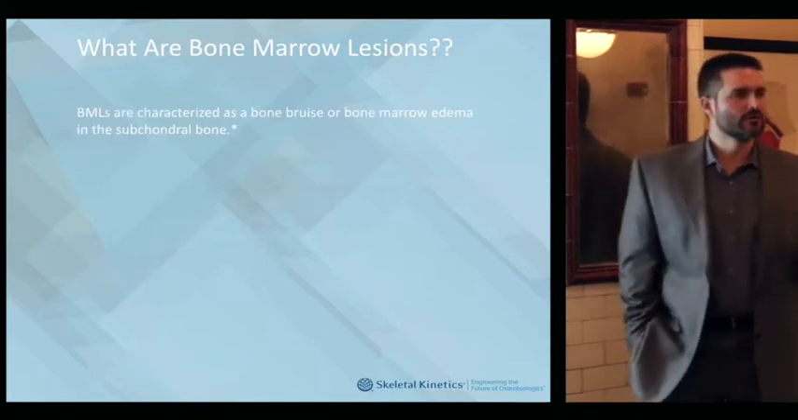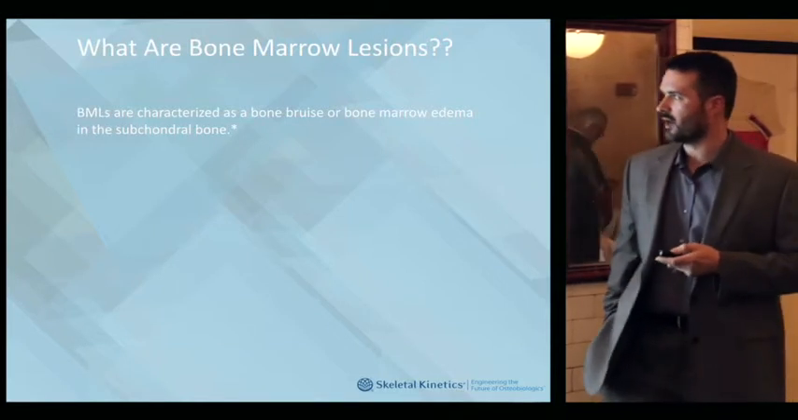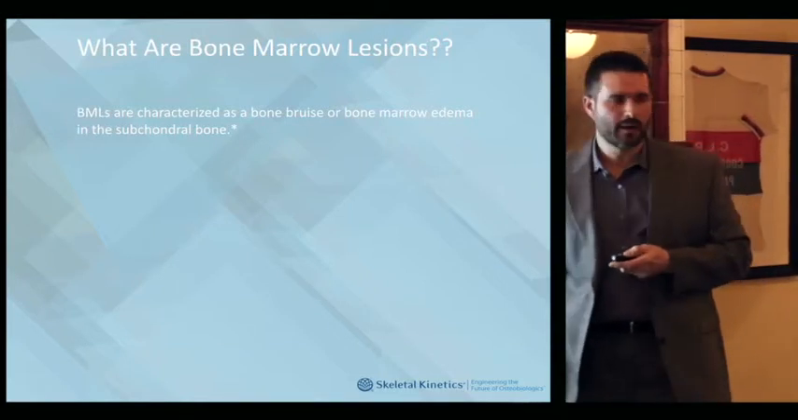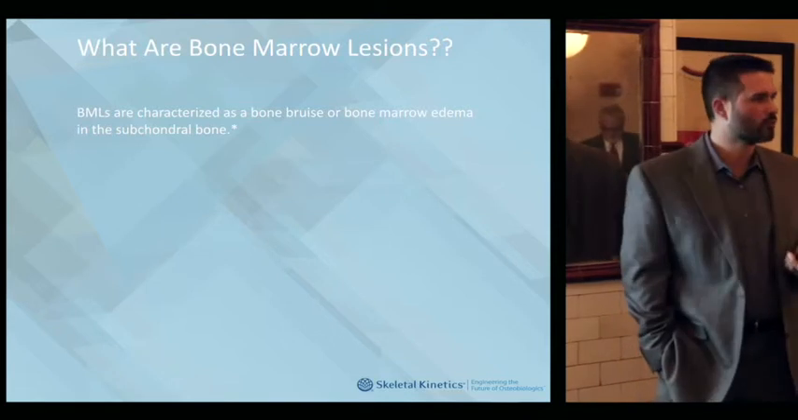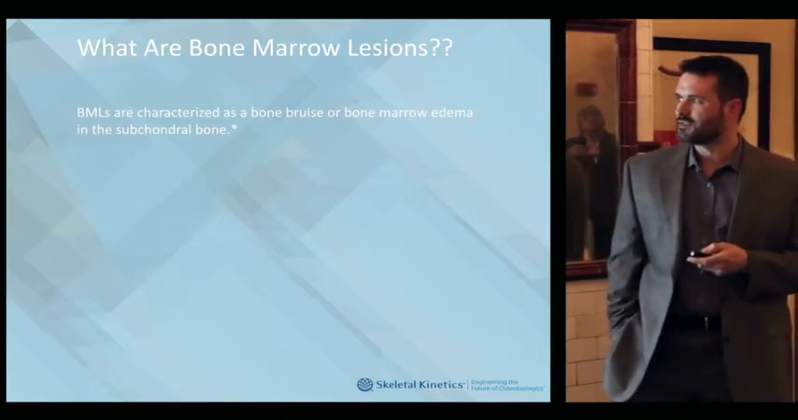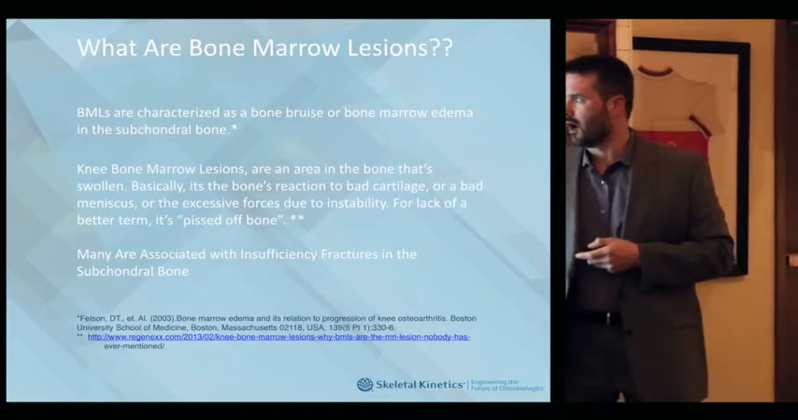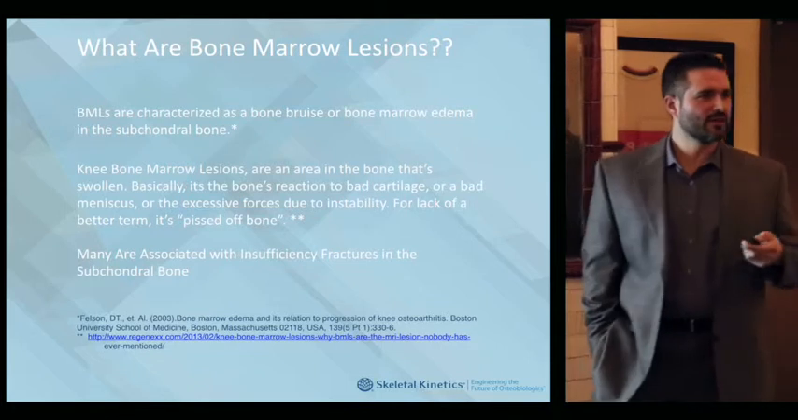You can see them on MRI. Obviously, you don't see them generally on X-rays or on CTs. You can see them on MRIs. But essentially, it's a bone bruise. You see high signal on the MRI, T2, in the subchondral region. And it's just an area that the bone's angry.